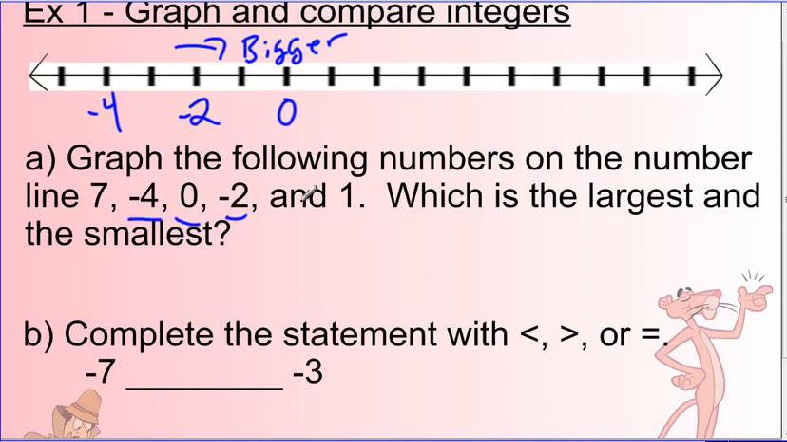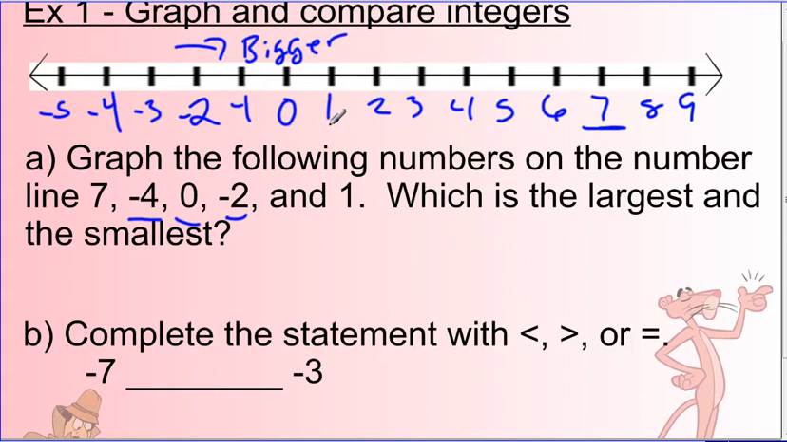And these last two numbers should be pretty easy. 1 would go there, and then 2, 3, 4, 5, 6, 7 would go there. Now, I'm going to fill in missing numbers in between just to help out here. -1, 2, 3, 4, 5, 6, 7, 8, 9. So these were the numbers that we had to figure out.